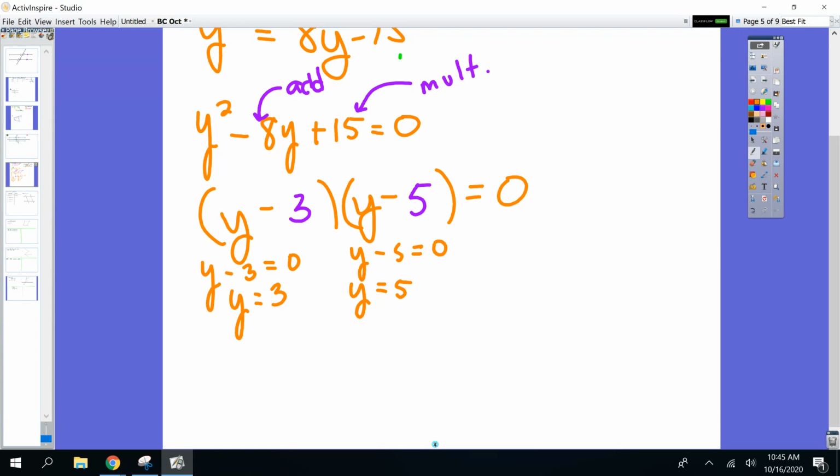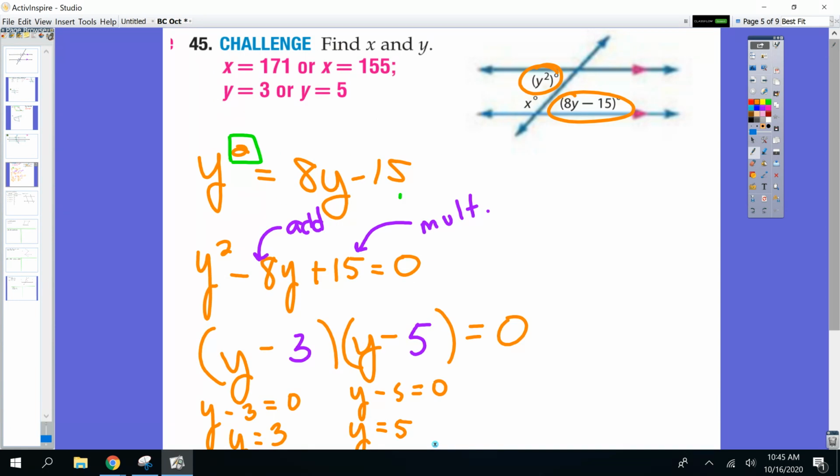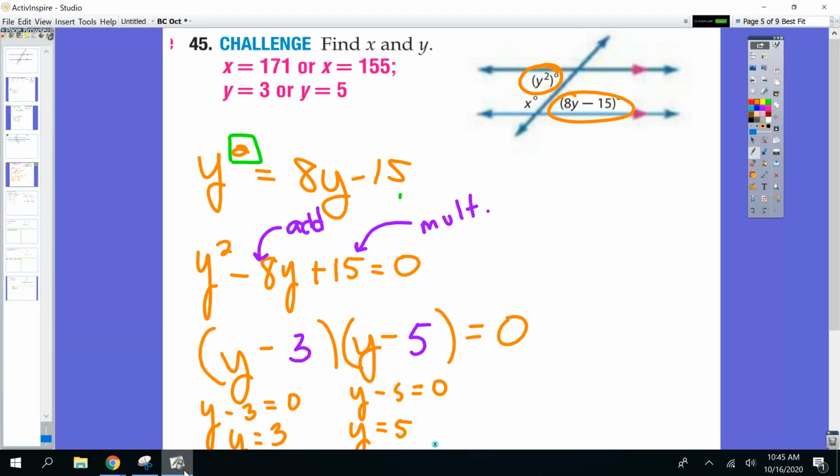Let's start with y equals 3. Everyone ready? Y equals 3. I'm going to plug it in for y squared. What is that angle now? If I take y equals 3 and plug it in for y squared, 15 will. What's my angle up there for y squared now? 9 degrees. Everyone agrees, 9 degrees?